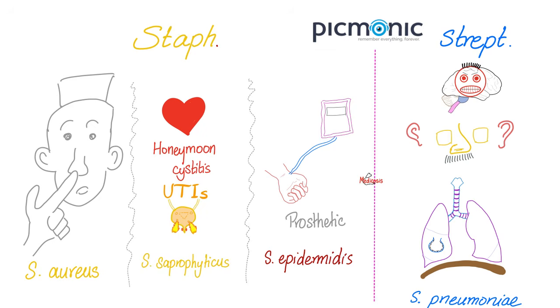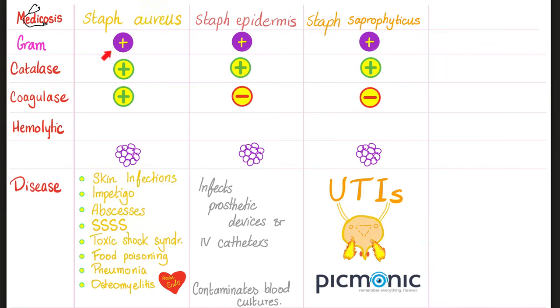In the next video, we'll talk about Staph aureus and the story of the chef who puts his fingers in his nose. Staph aureus is gram-positive, catalase positive, coagulase positive. Since it is staph, it is clustered like grapes. Since it's gram-positive, it appears purple. It can cause all kinds of infections.